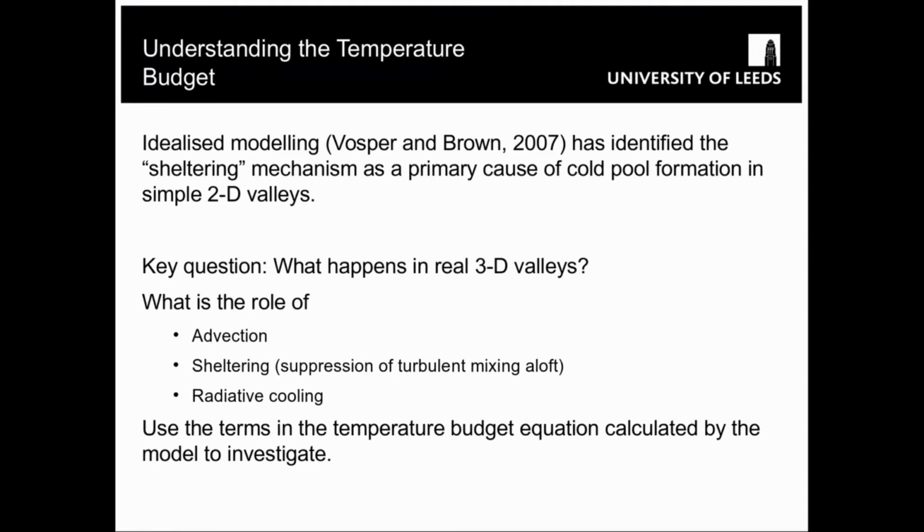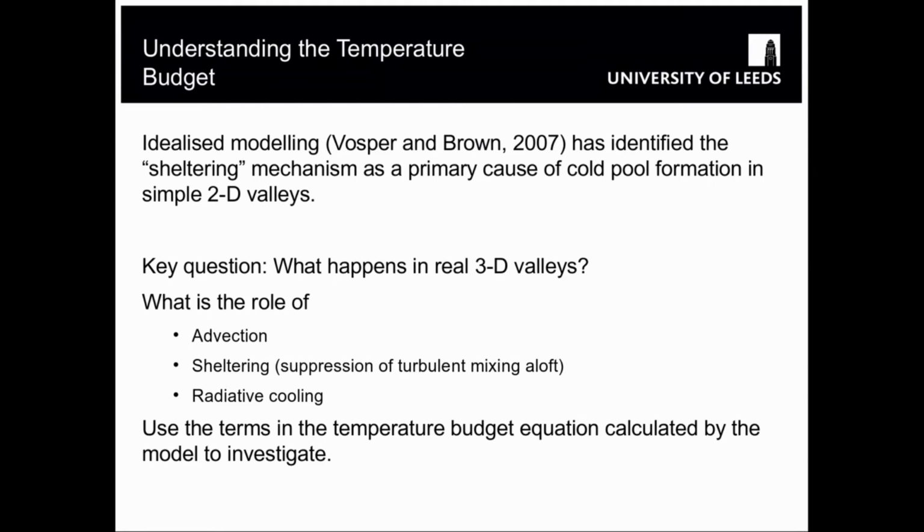So we were really interested in these cooling processes and what's driving them. We often think, because we've got this down-valley flow, that there's cold air being transported down the valley by these drainage flows, and that's leading to the cooling. And that was one of the things we wanted to test. There was some previous idealized modeling work by some of our collaborators at the Met Office that had suggested that actually this sheltering mechanism is a primary cause of cold pool formation.